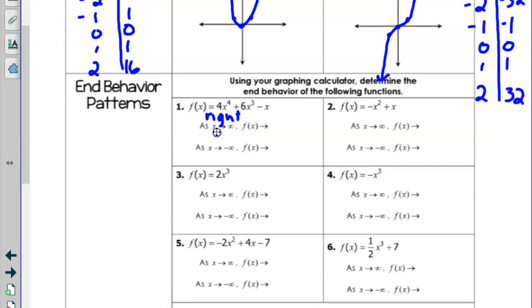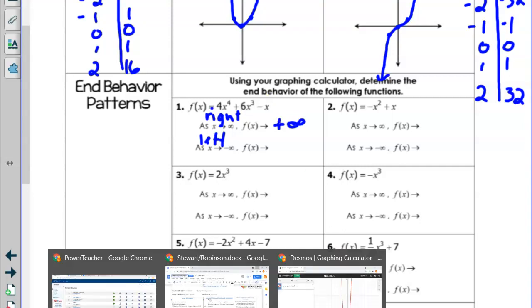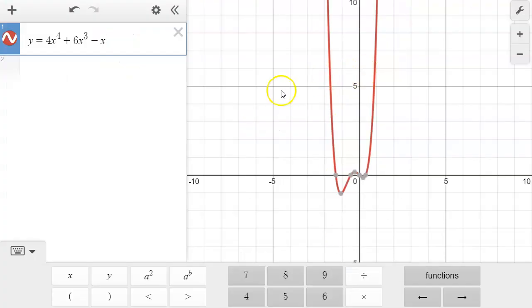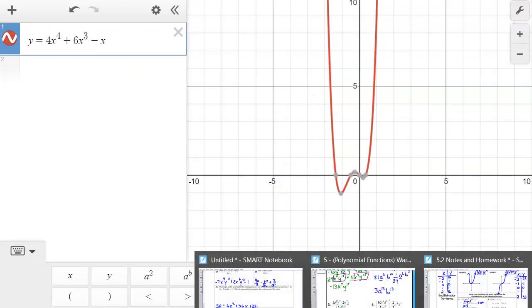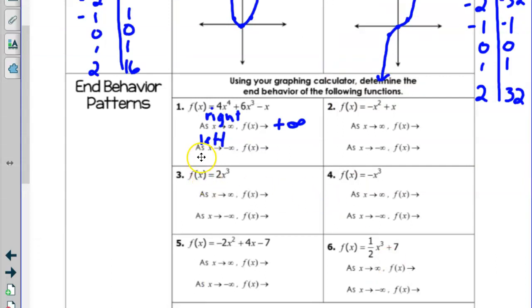And then as it goes to the left, so negative infinity, is it going to positive or negative infinity? So go ahead and get out Desmos. Do you guys remember the graph? As the graph moves to the left, what's happening to the y values? Positive infinity again. As long as it goes up, it's positive. Exactly. So if it goes down, you would say negative infinity.